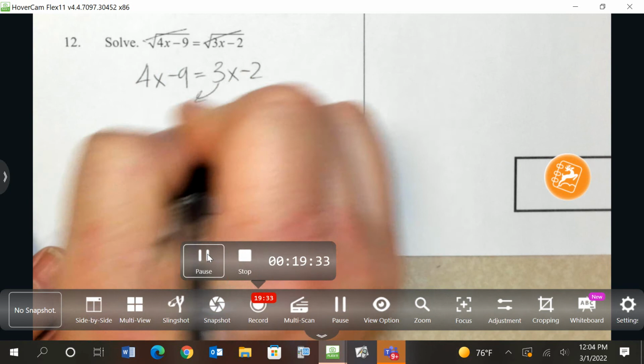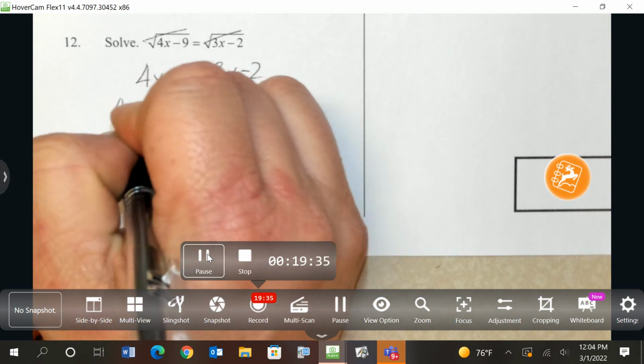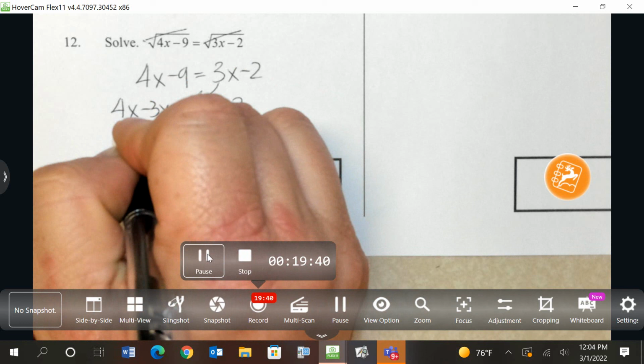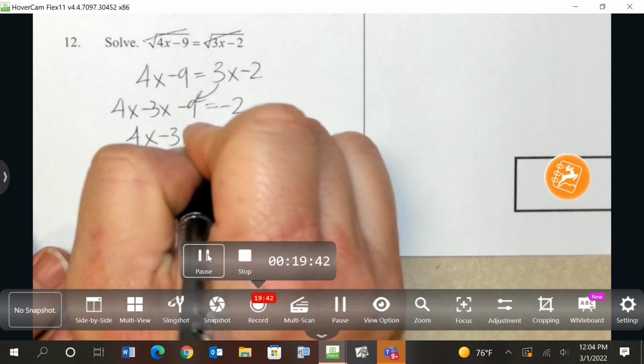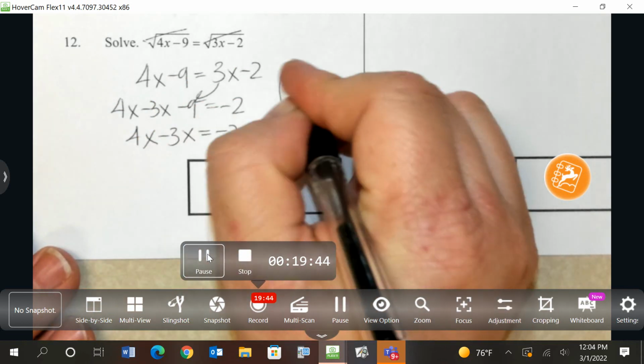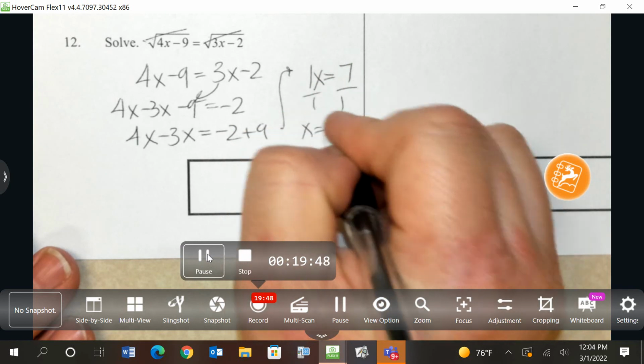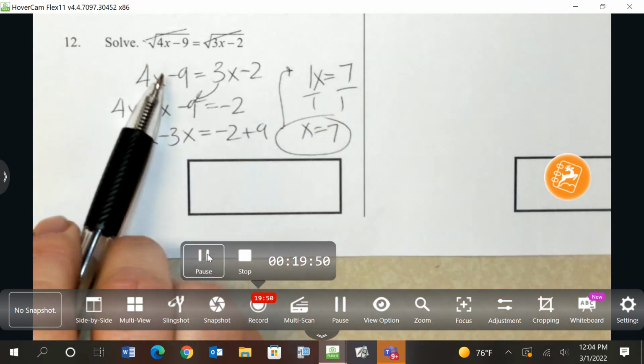Okay, moving 3 over. By subtracting, I have 4x minus 3x. There's still a 9 there. And then move the 9 over. So opposite of subtracting the 9 would be adding the 9. At this point, I have 1x equals 7. Divided by 1. Divided by 1 is 7. That's what I believe. Let's check.